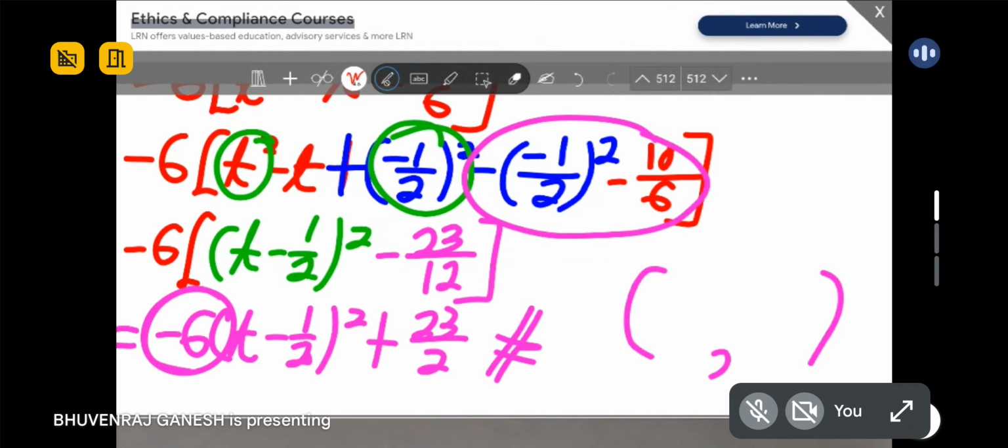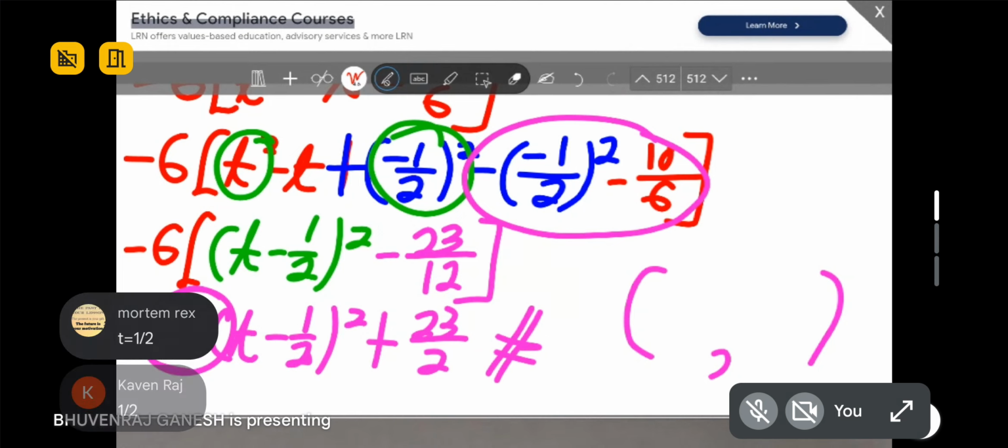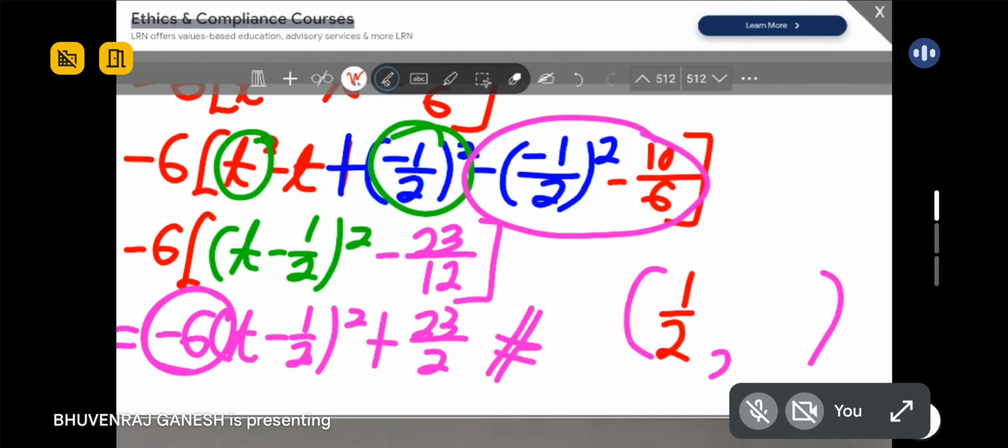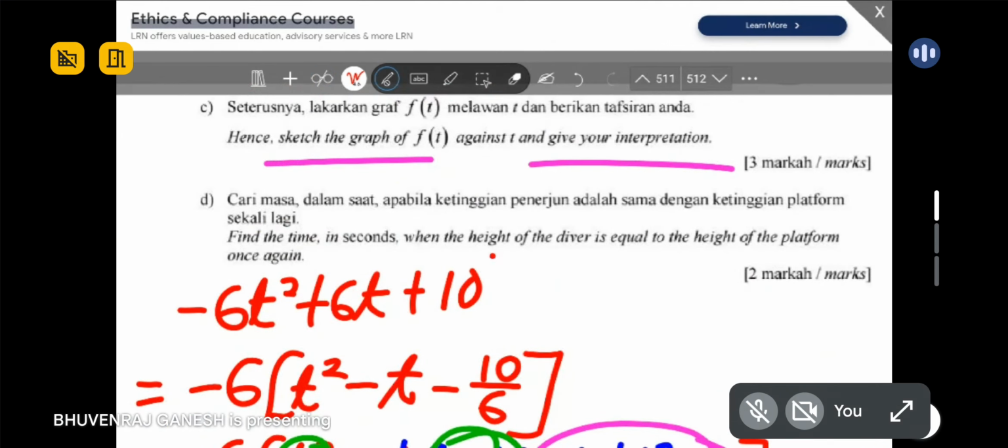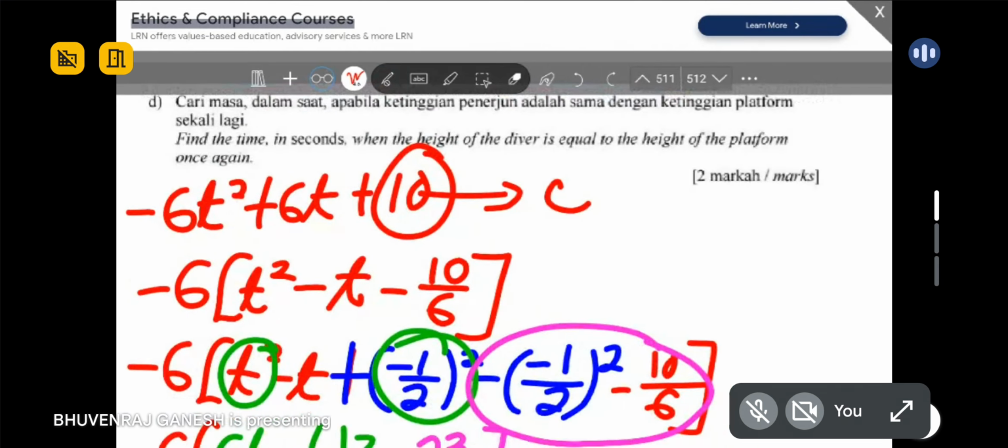So anyone? Maximum point? Yes. Point, guys. Point means you must give x and y. Bila saya cakap titik, kena ada x, y. Yes, 23 over 2. So you must write in coordinate form. So this is one point you can plot. And then this is your y-intercept, right? Pintasan y. You can plot this also. (0, 10). And then what else?